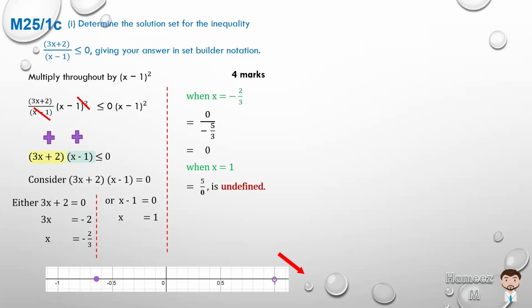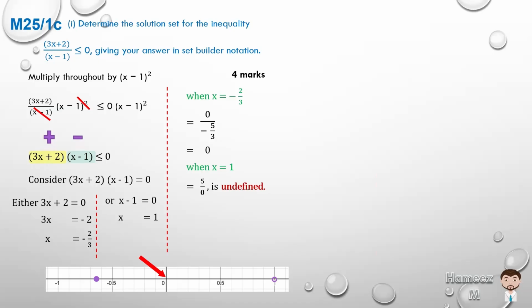So it didn't work to the left of minus 2/3. It didn't work to the right of 1. So let's now go look in the middle. And at this point, let's pick x equal to 0. So 3 times 0 is 0. 0 plus 2 is plus 2. So that's a positive result. And when x is 0, we're looking at the next factor. 0 minus 1 is negative. A positive multiplied by a negative is a negative. As such, that is less than or equal to 0.